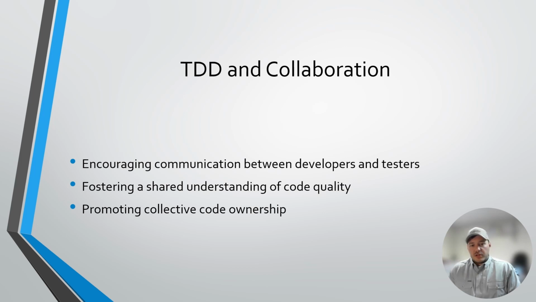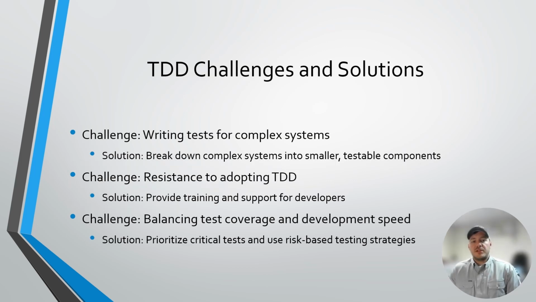Implementing test-driven development may come with some challenges, such as writing tests for complex systems, resistance to adopting test-driven development, and balancing test coverage with development speed. To address these challenges, it is important to break down complex systems into smaller, testable components, providing training and support for developers new to test-driven development, and prioritizing critical tests using risk-based testing strategies. By proactively addressing these challenges, teams can effectively incorporate test-driven development into their development process and maximize its benefits.